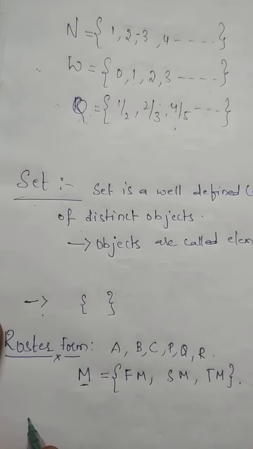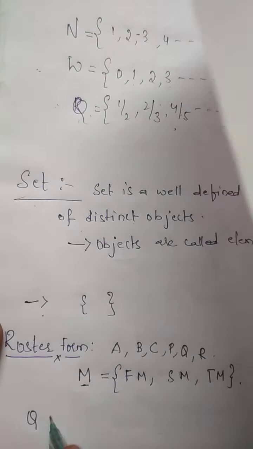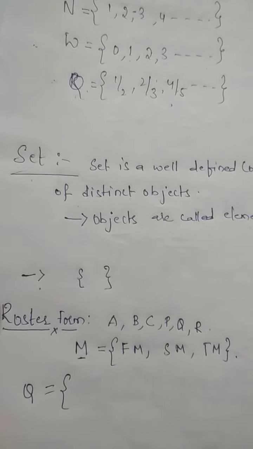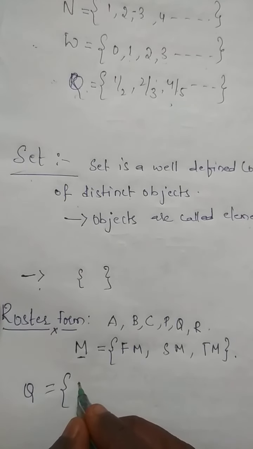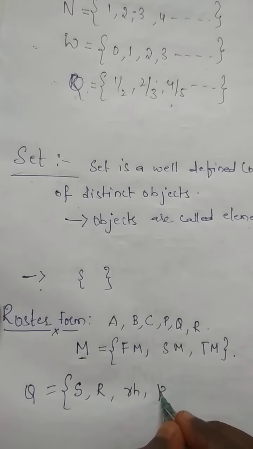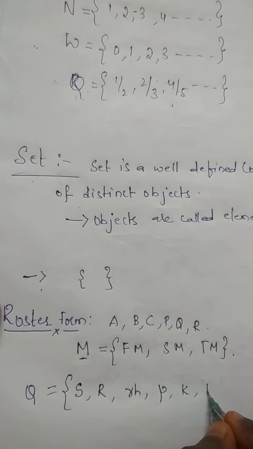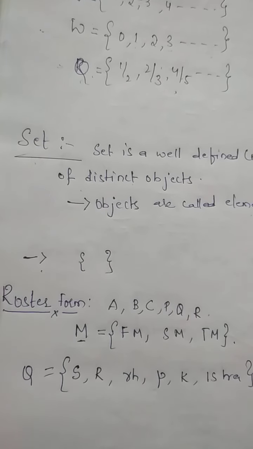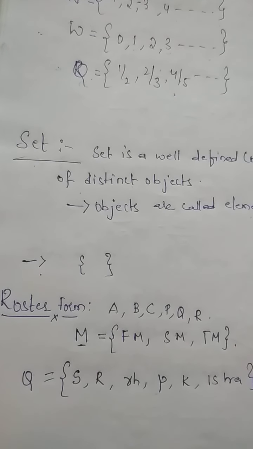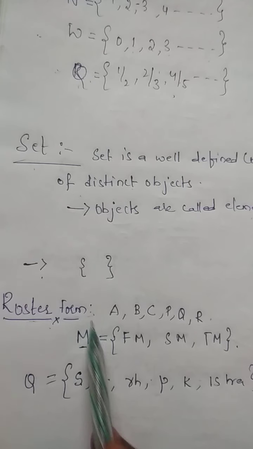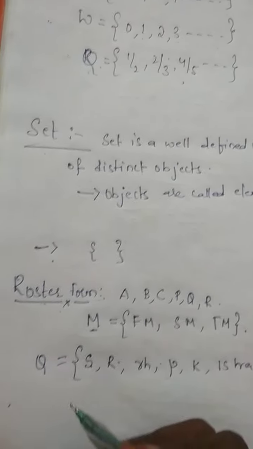And Q is the set of quadrilaterals, suppose. Q is the set of quadrilaterals means what are the quadrilaterals now? Square, rectangle, rhombus, parallelogram, kite, isosceles trapezium. These are all quadrilaterals. So we are listing the elements here. This is called roster form. And I'll explain another one.